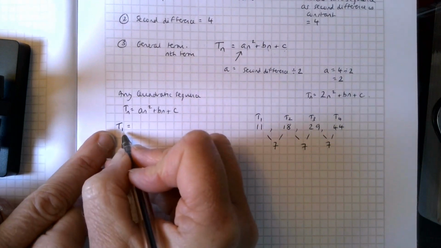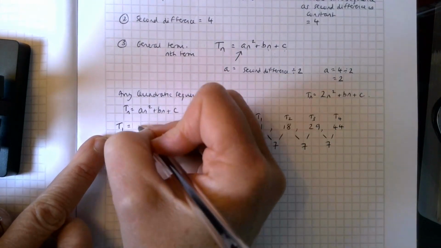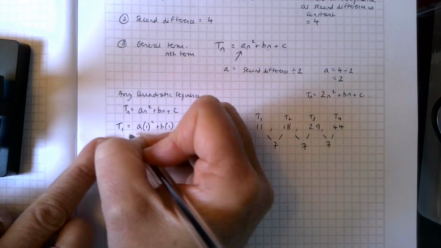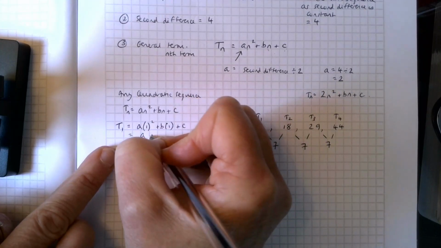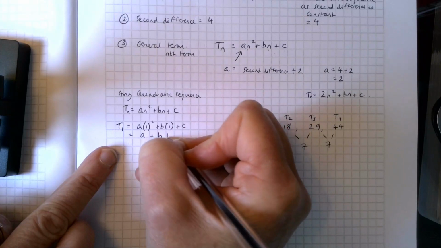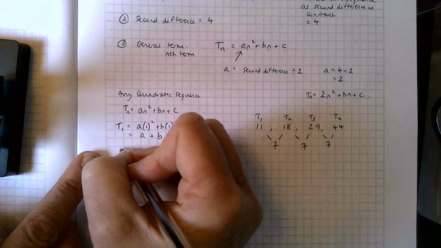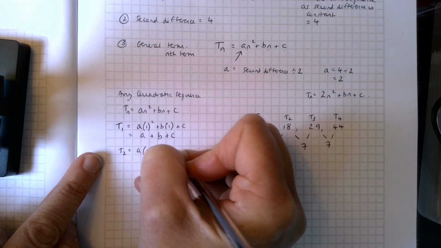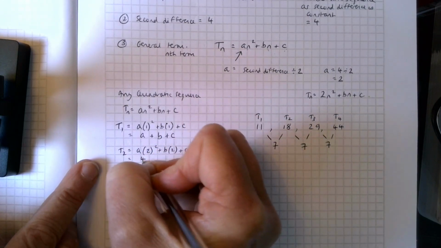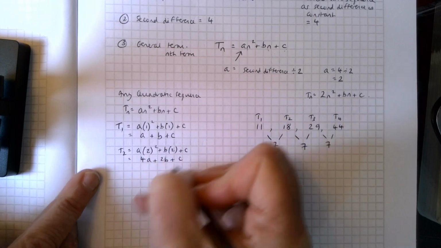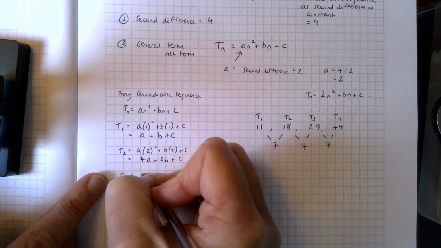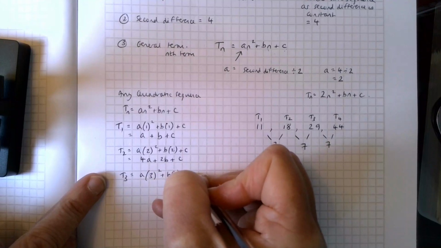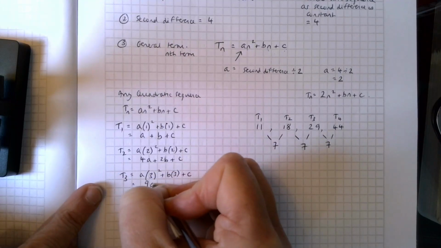Do you notice where the 1 is where the n is? That means wherever there's an n, I'm going to put 1. So T1 is a by 1 squared, which is a, b by 1, which is b, and c. Okay, T2 is equal to a by 2 squared plus b by 2 plus c, which is 4a plus 2b plus c, and T3 is a by 3 squared plus b by 3 plus c, which equals 9a plus 3b plus c.